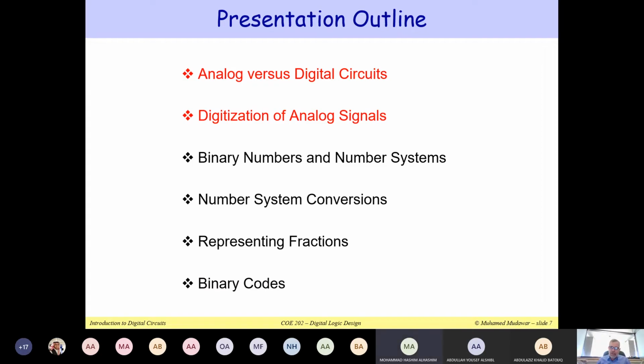This is the outline of my presentation. So today I would like to talk about analog versus digital circuits. What is the difference between analog and digital? Okay, so what is the difference? And I'll talk about the digitization of analog signals. And if I have time, I would like to introduce binary numbers. Next lecture, I'll talk about number systems, number system conversions. So all of these topics will be covered during this week, inshallah.